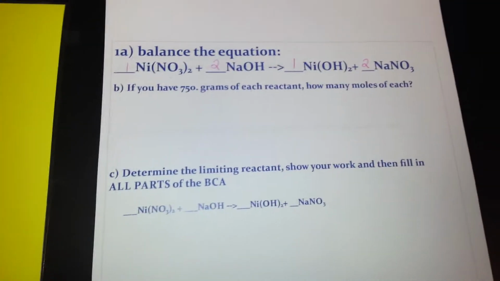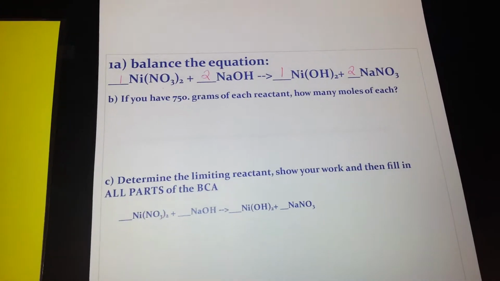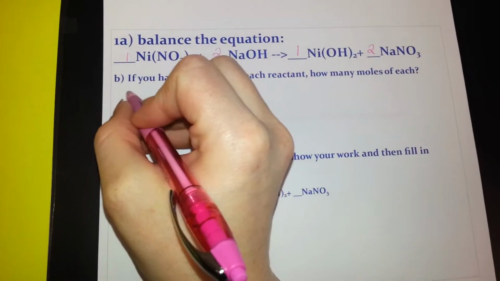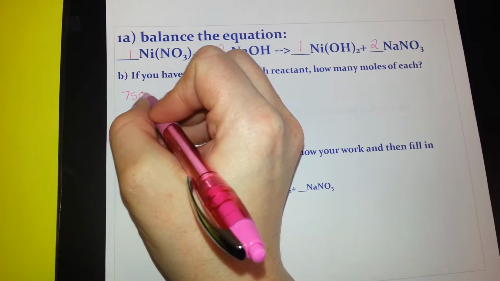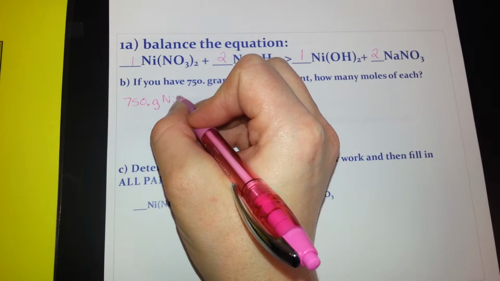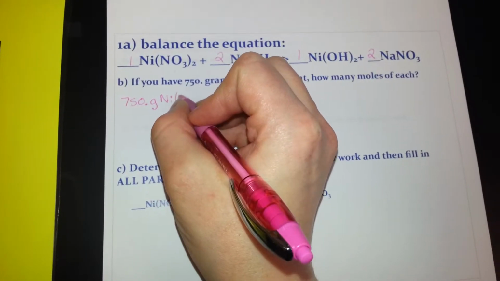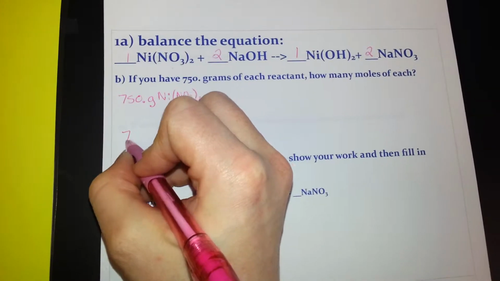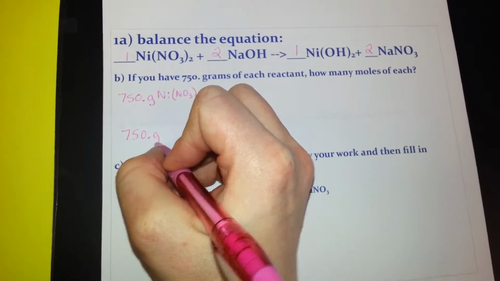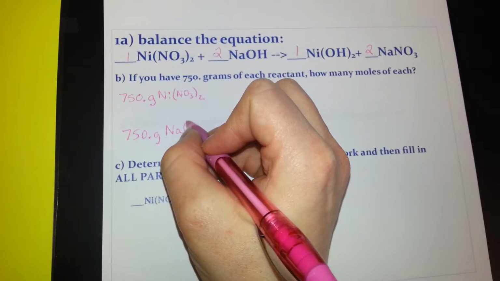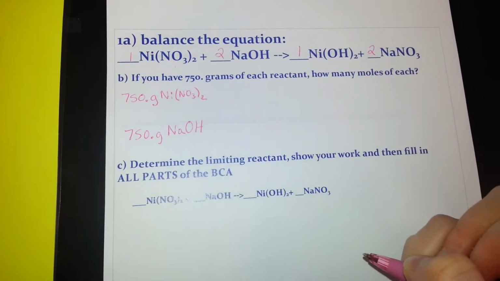So in part B it says if you have 750 grams of each reactant, how many moles of each do you have? So we're starting with 750 grams of each reactant. Remember the reactants are on the left side of the arrow. Now notice that decimal, I'm keeping it. That decimal is important because it is telling us that that value of 750 has 3 sig figs, not 2.